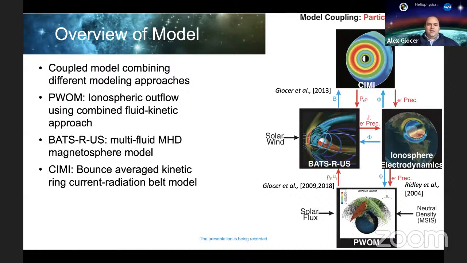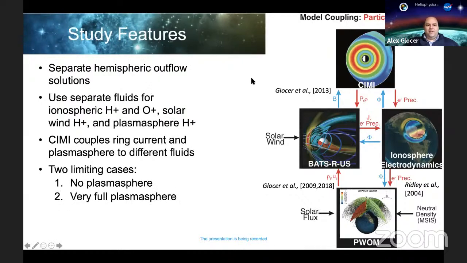Now, BATS-RS is coupled in the inner magnetosphere region with the SIMI code, and we've improved that coupling in this paper in order to do multi-fluid coupling. So each of the fluids in BATS-RS is coupled to a separate species in the SIMI code to let us capture the effect on the ring current from these different populations.